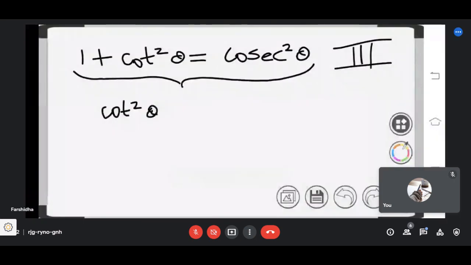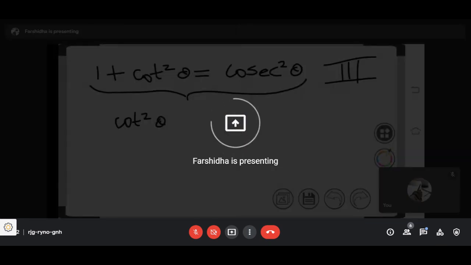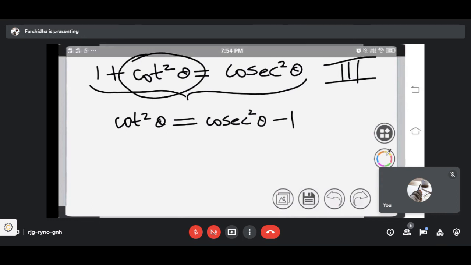Can you hear me now? Yes, ma'am. Okay. So the first equation is cot square theta is equal to, I'm taking this 1 to this side, so plus 1 will become minus 1. That means cosec square theta minus 1. So cot square theta is equal to cosec square theta minus 1. Same way I can write, I'm going to take cot square theta to this side, so it will be cosec square theta minus cot square theta equal to 1.